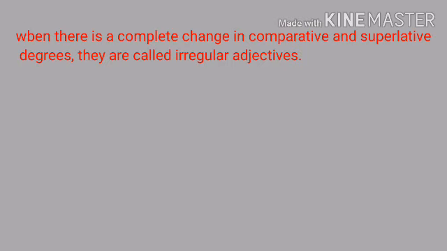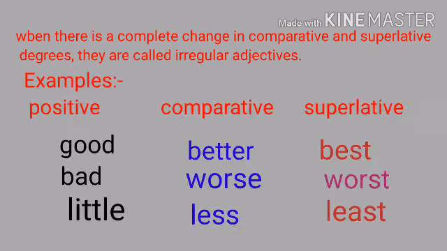Students, remember, when there is a complete change in comparative and superlative degrees, they are called irregular adjectives. For examples, good, better, best; bad, worse, worst; little, less, least, etc.